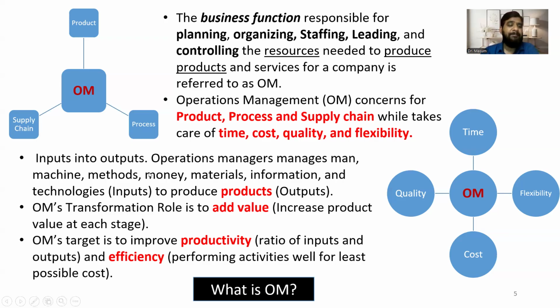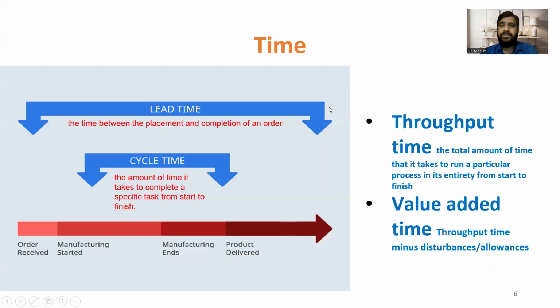So what is operations management? Operations management is ultimately production management, and production management is ultimately responsible for converting inputs into outputs. Production management is responsible to add value, to improve productivity and bring efficiency in operations. All right. When we are talking about time, the time can be lead time, cycle time, manufacturing time, throughput time, or value added time.